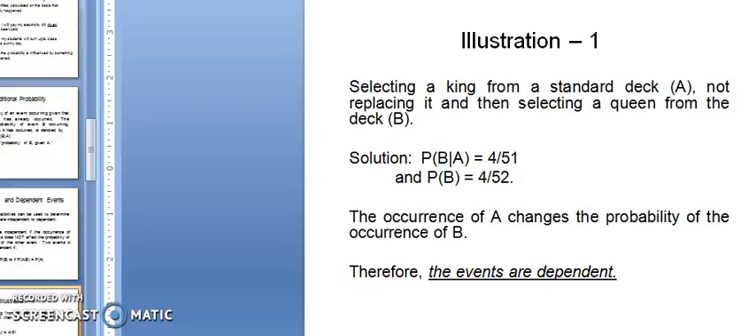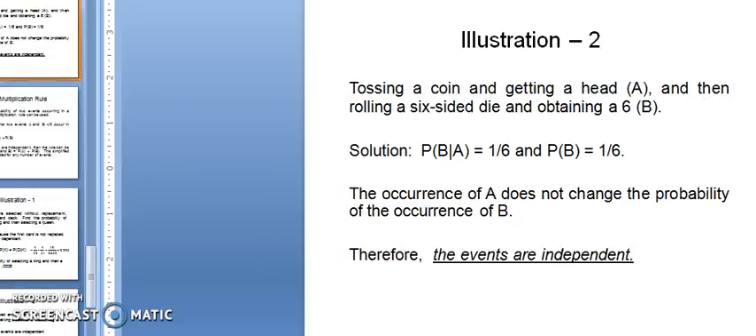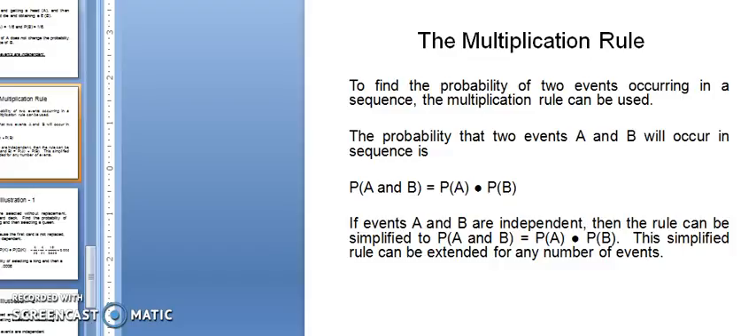Selecting a king from the standard deck, not replacing it, and then selecting a queen from the same deck are dependent events. When we toss a coin and roll a die together, these are independent events. The multiplication rule. To find the probability of two events occurring in a sequence, the multiplication rule can be used: probability of A and B is probability of A times probability of B.